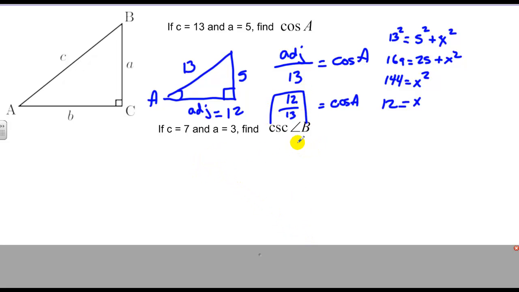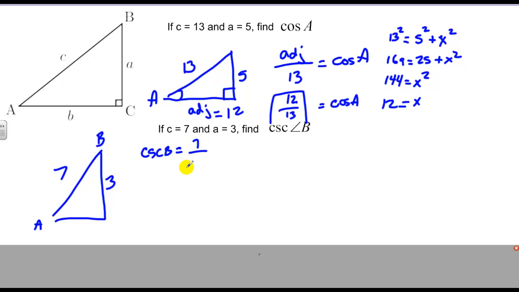Next, we want to find the cosecant of B. So again, let's redraw the triangle. Here's my B. And they give me the A value once again is going to be 3. C value again is 7. And I want to find the cosecant, which in this case is the hypotenuse, which is 7, over the opposite. And in this case, this side is the opposite. And we're going to have to find that opposite side.